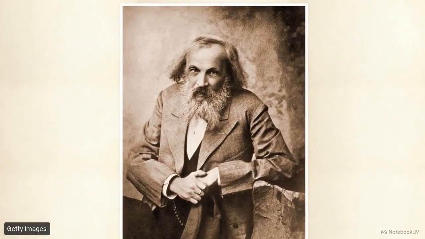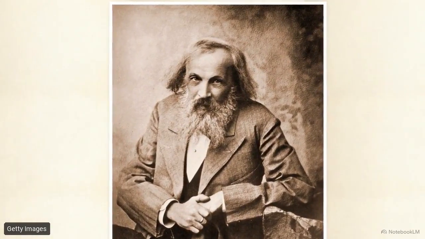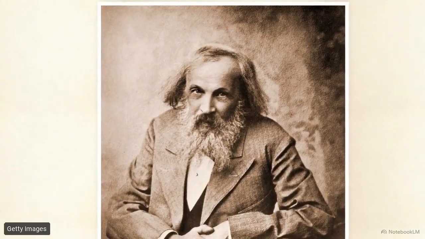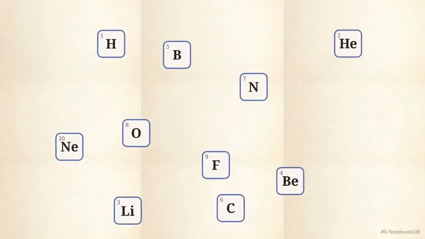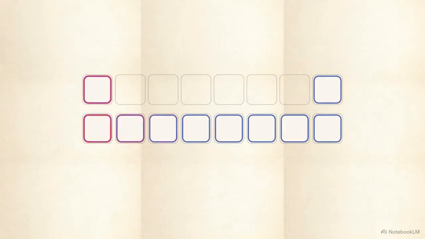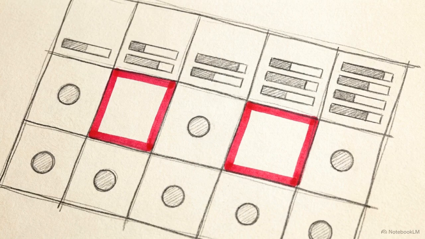This systematic approach to bonding was exactly what Dmitry Mendeleev used to organize the elements. Mendeleev's goal was to arrange these substances into a predictable, repeating system. Understanding how he categorized them reveals the logic needed for our final two blanks.